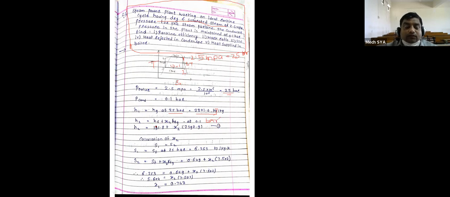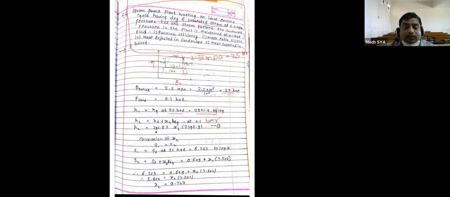So H2 is equal to Hf plus X2 into Hfg at 0.1 bar. Therefore, Hf and Hfg we have to record at 0.1 bar. Again, we go to table number 1, where the pressure is 0.1 bar, and Hf and Hfg we have to record.